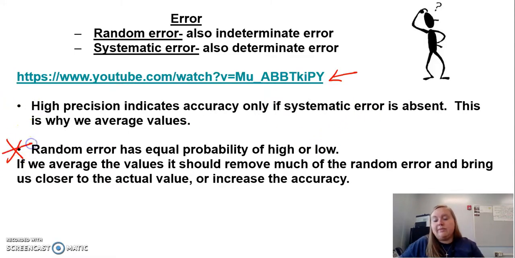One thing here, I kind of alluded to it: because random error has an equal probability of being too high or too low, this is why we do multiple trials. When you do a bunch of trials and average them all together, you're going to have an increase in accuracy. You will notice in many of our labs, we'll do multiple trials and then you'll average all your numbers together. The reason for that is so that we can eliminate that random error, or at least reduce it.